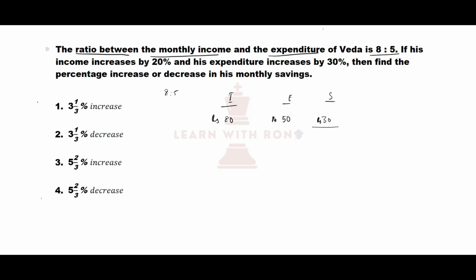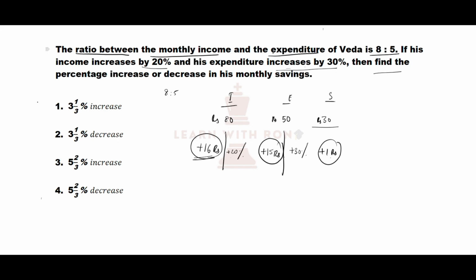Okay. Now see, if income increases by 20%, how much is 20% of 80? 16 rupees. So 16 rupees increase in the income and 30% increase in the expenditure. What is 30% of 50 rupees? Which is nothing but 15 rupees, right? So expenditure increased by 15 rupees. If income is increased by 16 rupees and expenditure increased by 15 rupees, how much do savings increase? By 1 rupee, right? Only 1 rupee increase.